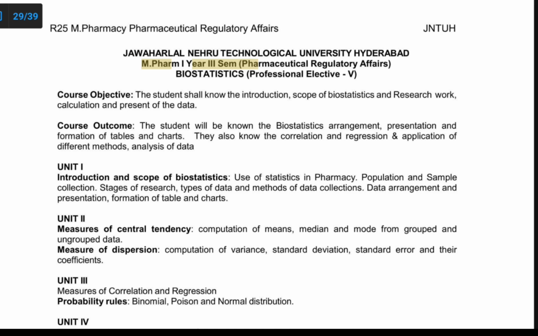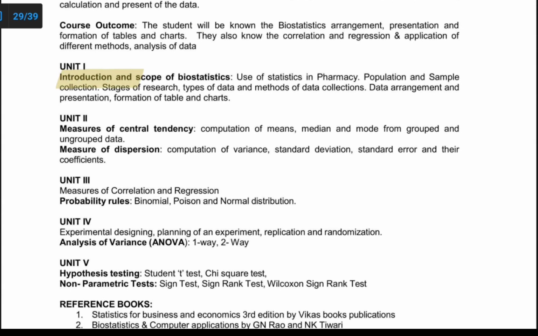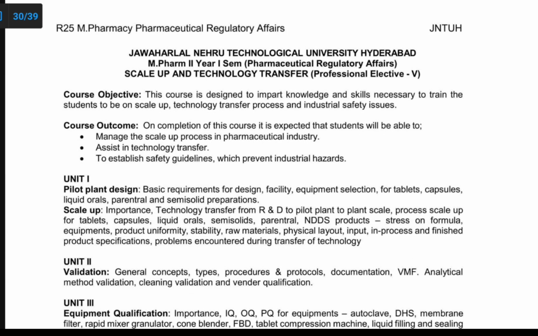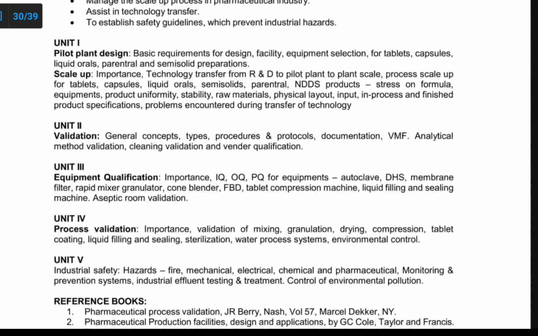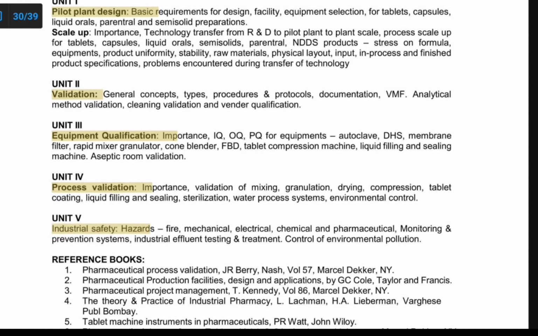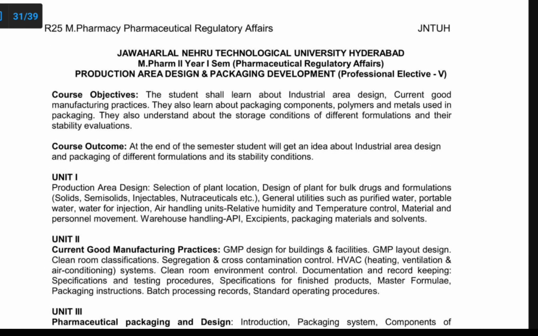The course is biostatistics. We have introduction and scope of biostatistics, measures of central tendency, measures of dispersion, probability rules, analysis of ANOVA, hypothesis testing, non-parametric testing. And then we have scale up and technology transfer. We have pilot plant design, validation, equipment qualification, process validation and industrial safety. Then we have production area design and packing development.